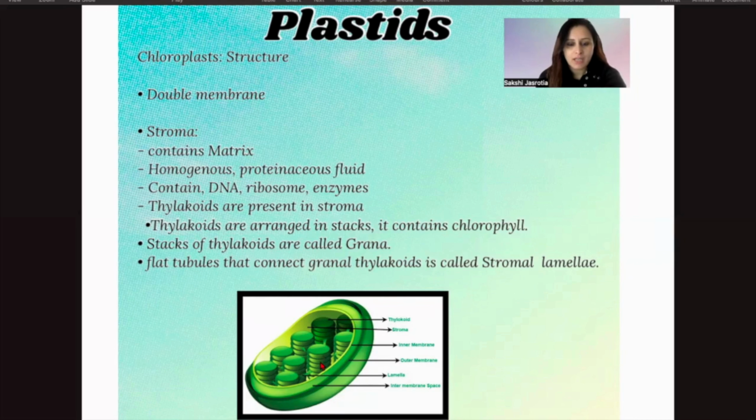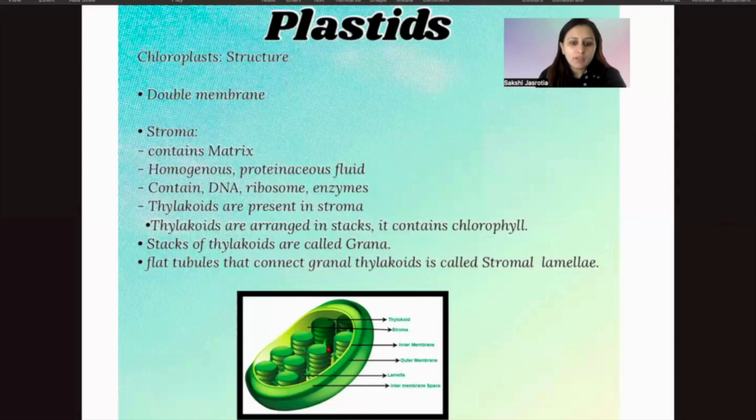This stack that you can see, a stack of rings, like if you place coins one above the other, it forms a stack of coins, right? So likewise, these thylakoids are present in the stroma in stack formation, and they contain the chlorophyll. So the chlorophyll is present inside them, between the stacks, right? These stacks of thylakoids are called grana. So one stack in which various thylakoids are present, we call it grana, right?